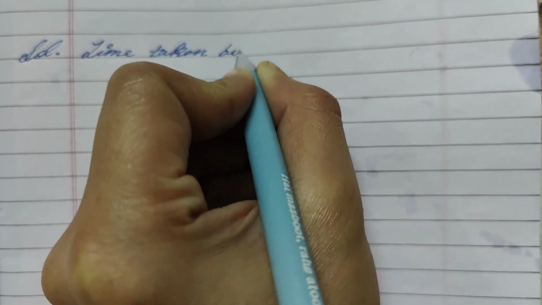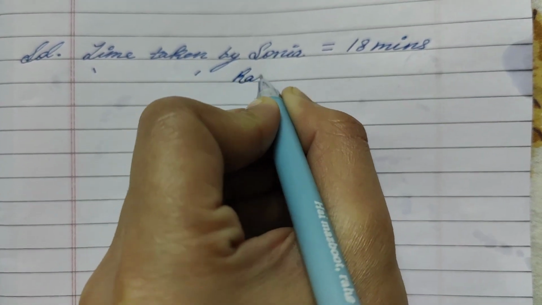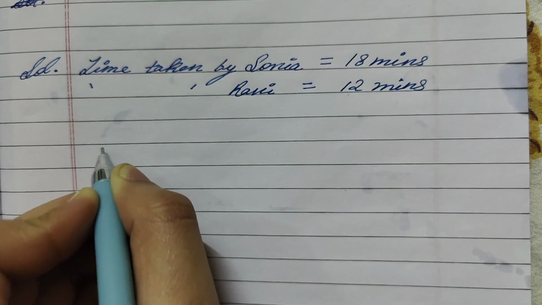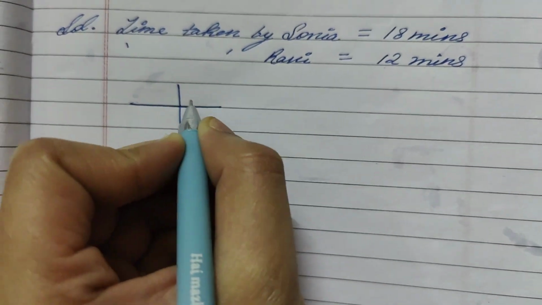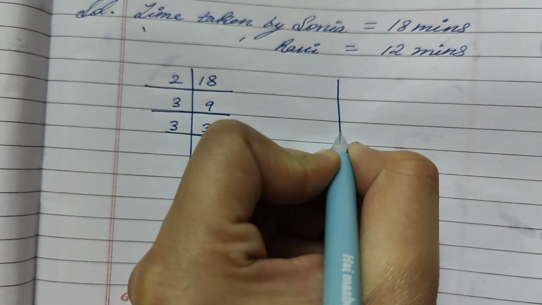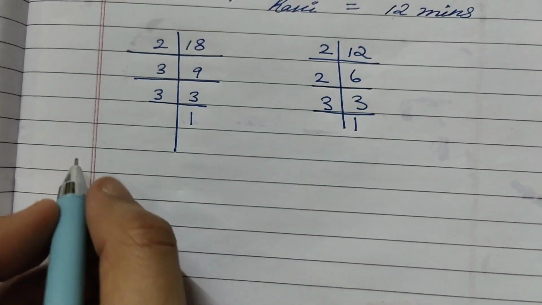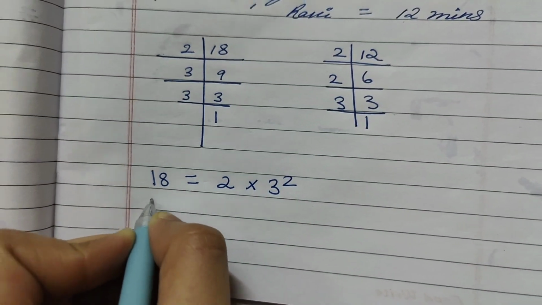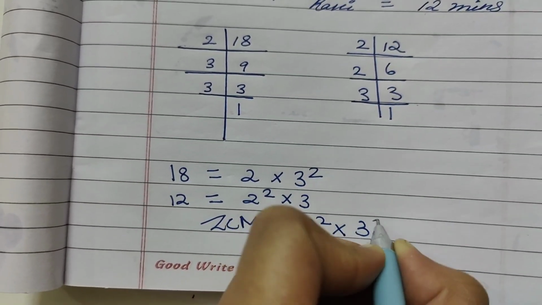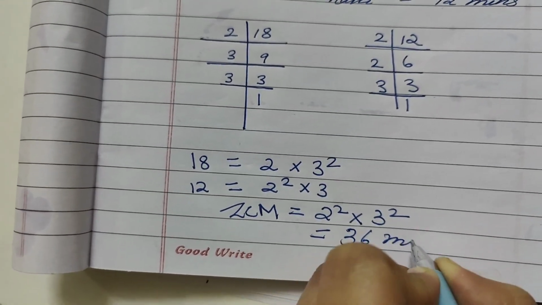So let's get started. Time taken by Sonia is equal to 18 minutes. Time taken by Ravi is equal to 12 minutes. Now the LCM of 18: 2, 9, 3, 3, 1. Then 12: 2, 6, 2, 1. So 18 is 2 into 3 square. 12 is equal to 2 square into 3. So LCM is equal to the greatest powers. So we will take 2 square into 3 square. 2 square into 3 square is equal to 4 into 9. So 4 into 9, 36 minutes is the answer.